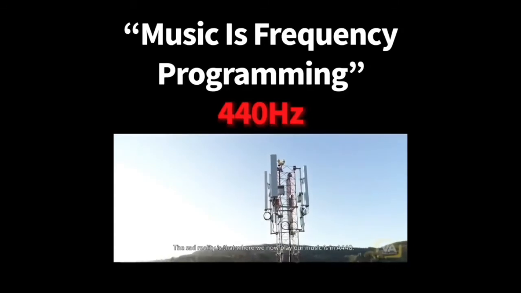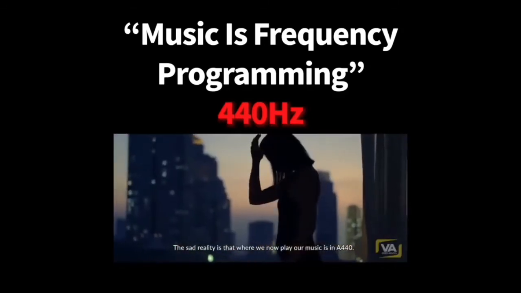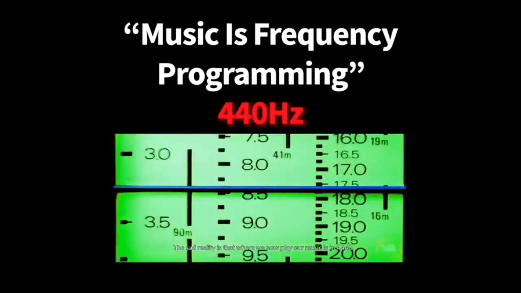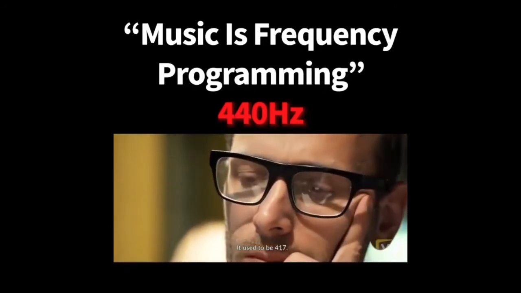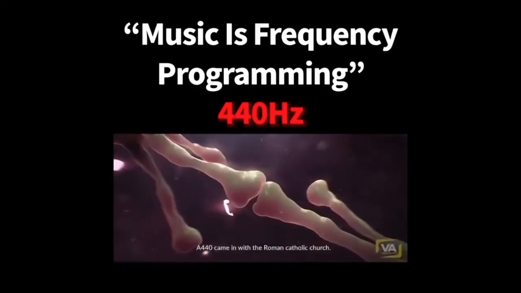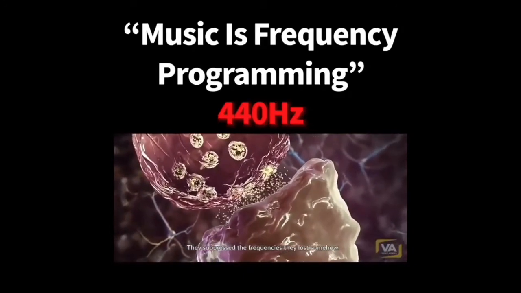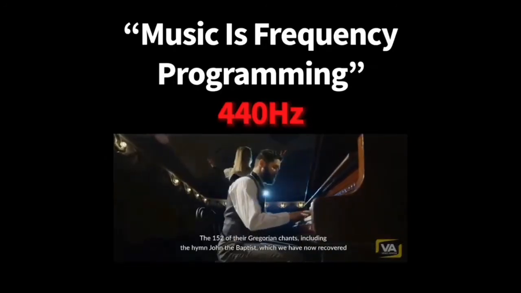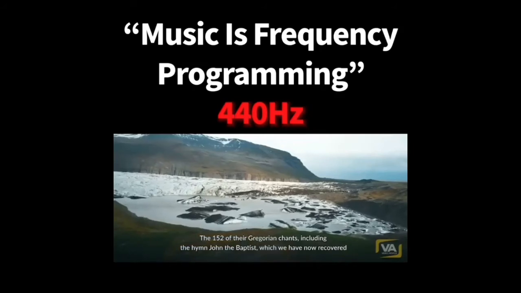The sad reality is that where we now play our music is in A440. Where did that come from? It used to be 417. A440 came in with the Roman Catholic Church. They suppressed the frequencies. They lost somehow the 152 of the best Gregorian chants, including the hymn to St. John the Baptist, which we've now recovered.